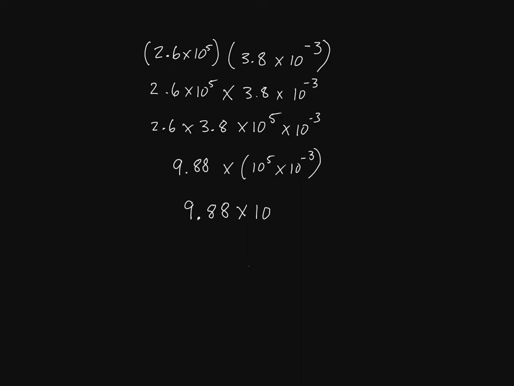And we have 5 plus negative 3. That is the same thing as saying 5 minus 3. So 5 minus 3 is going to give you 2. Now, let's pay attention to the first number. In this number, we have 9.88. This number is between 1 and 10. So this actually is in scientific notation. So we end right there.